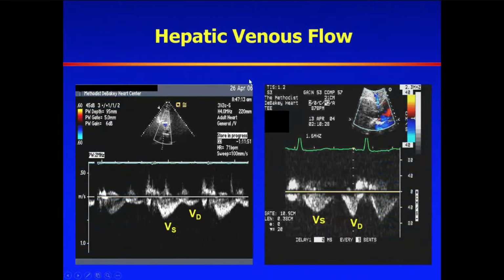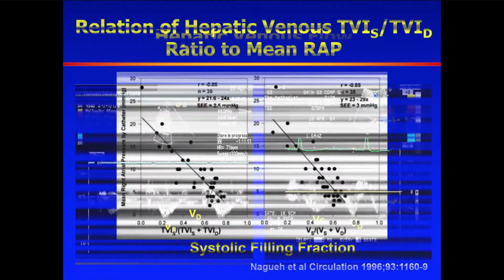How about the hepatic venous flow? This is a patient where predominant flow is in systole, forward flow from the vein to the right atrium. This is almost equal flow for systole and diastole. And one way of looking at these is to look at the peak velocity, but probably if we're talking flow, you want to entertain the time velocity integral as well.